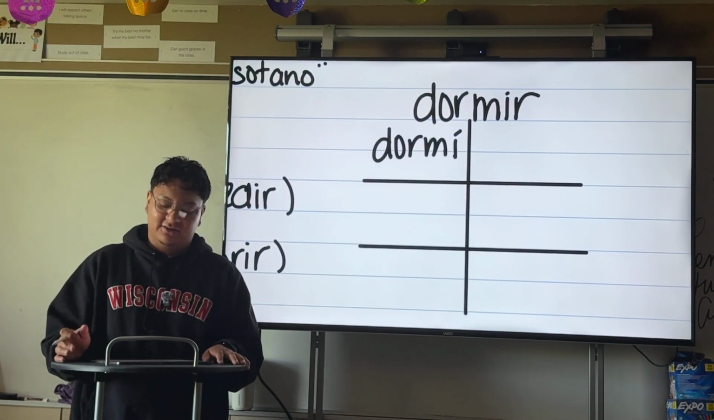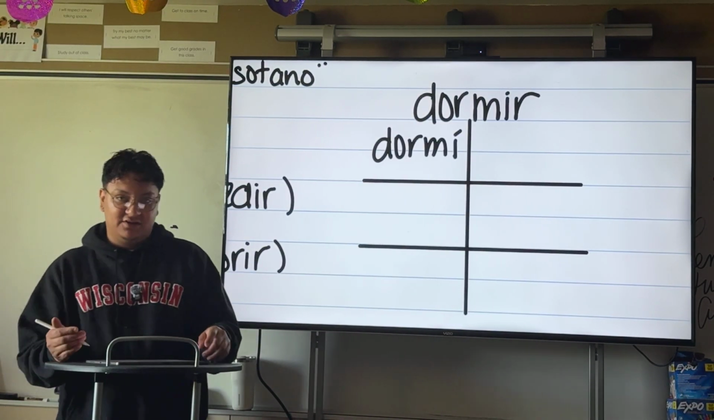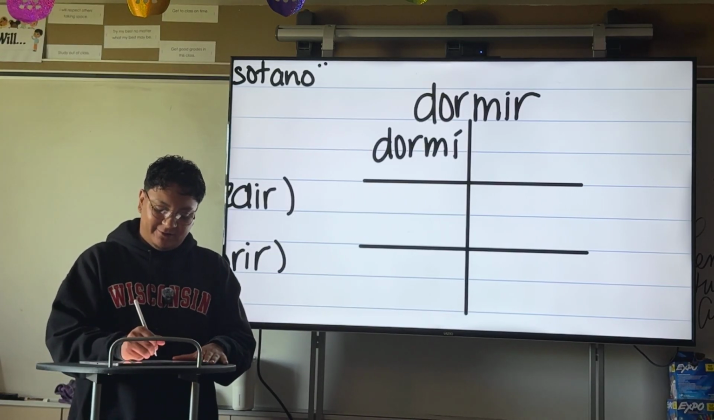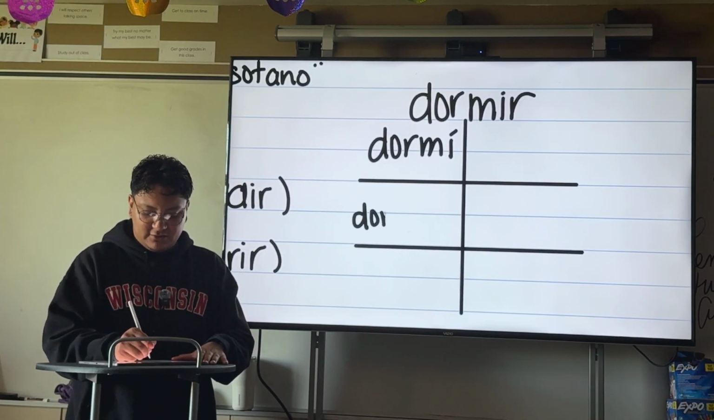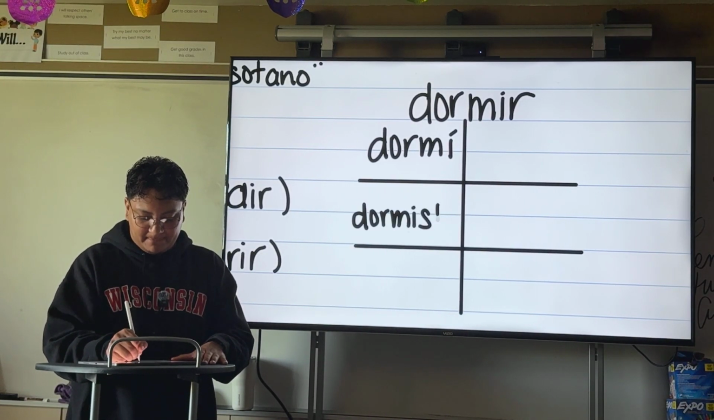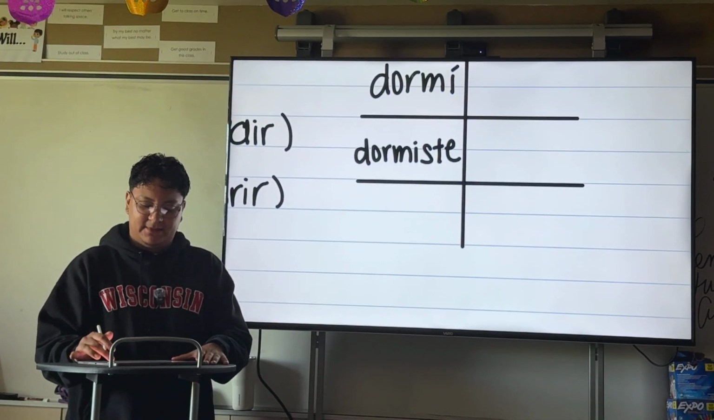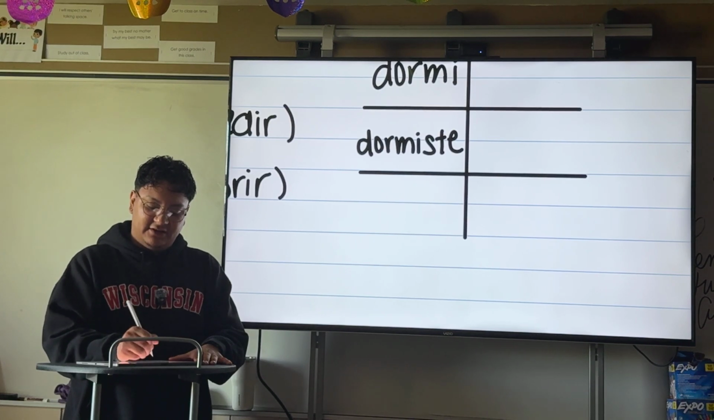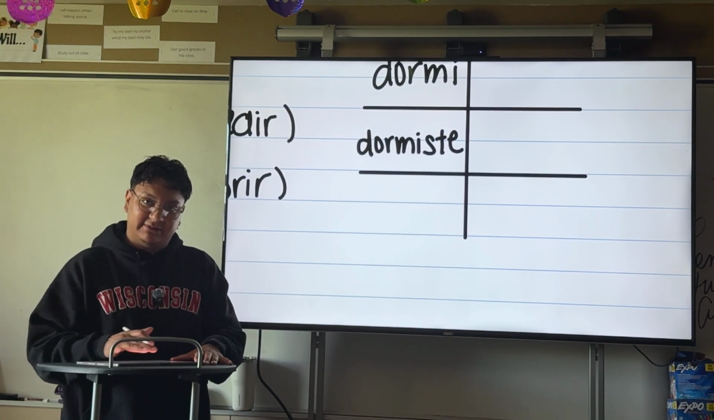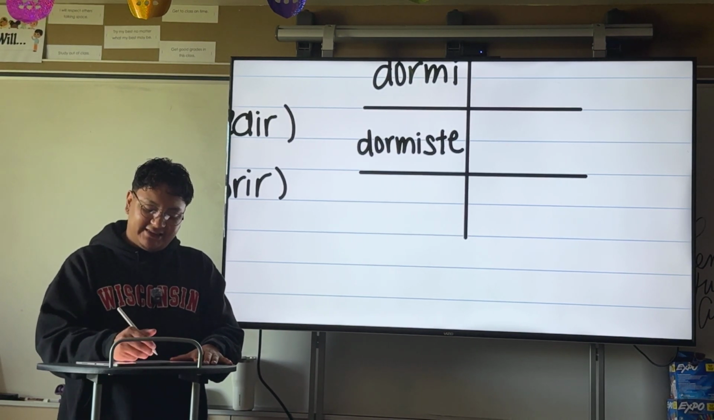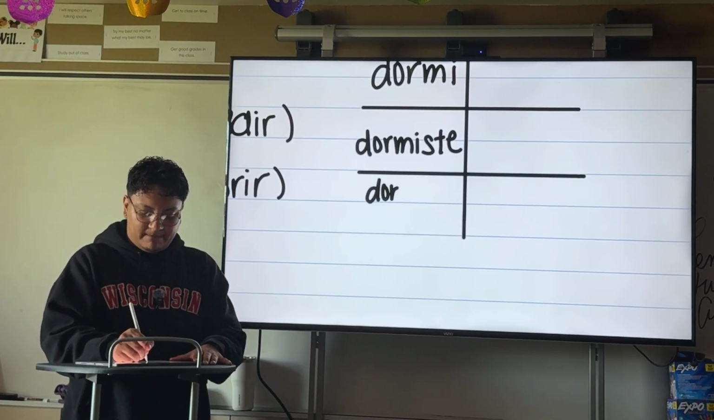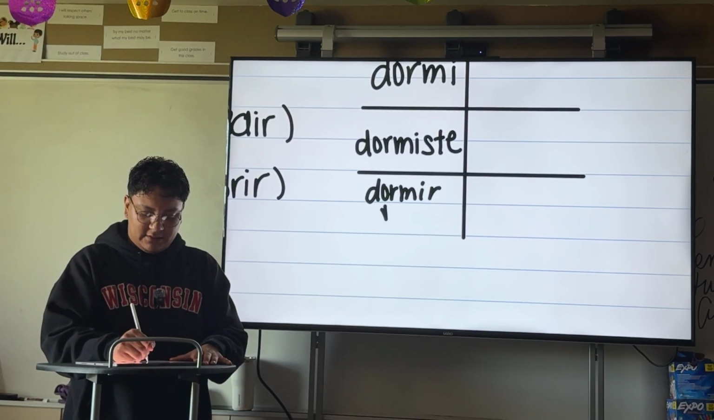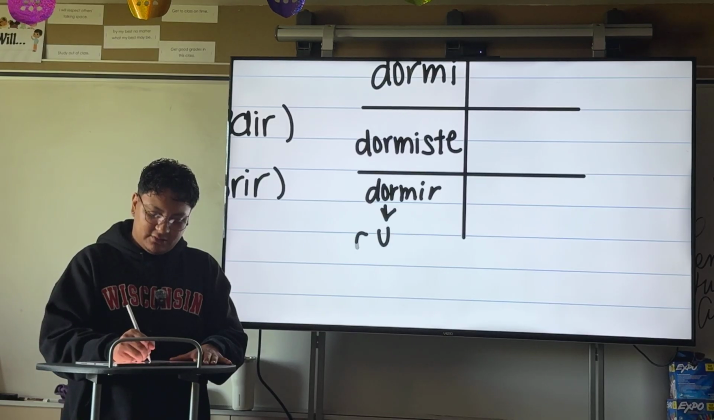So back to this. Dormí. I slept. You slept will be dormiste. She slept would be, here's where we come. We're now in our basement. It needs to be renovated. So we take the O, right? And we change it to U.